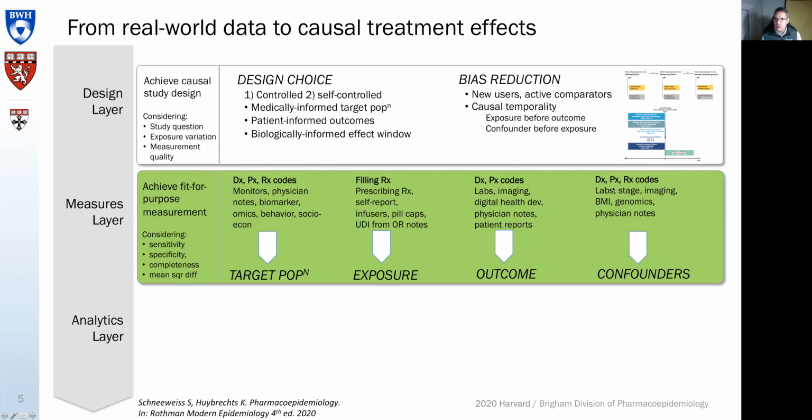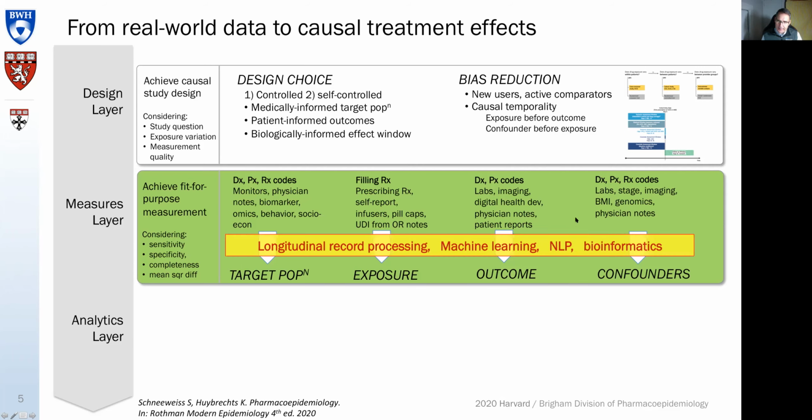This can be structured information: diagnostic codes, procedure codes, prescription drug codes, lab test codes, results. But it can also be unstructured information from medical records. It can be semi-structured information from imaging studies, and so on. You can easily imagine where all this information can come from. It requires quite a bit of pre-processing with machine learning, NLP, bioinformatics, and so on. But in the end, and that's important, we need information on those four categories of variables.